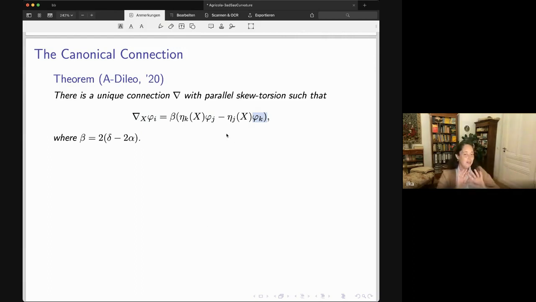So basically, this distribution spanned by the 3 almost complex structures is invariant under my connection. And so we mimicked here the condition for a quaternionic Kähler structure. Right? This is the philosophical explanation why this condition is good. Okay.